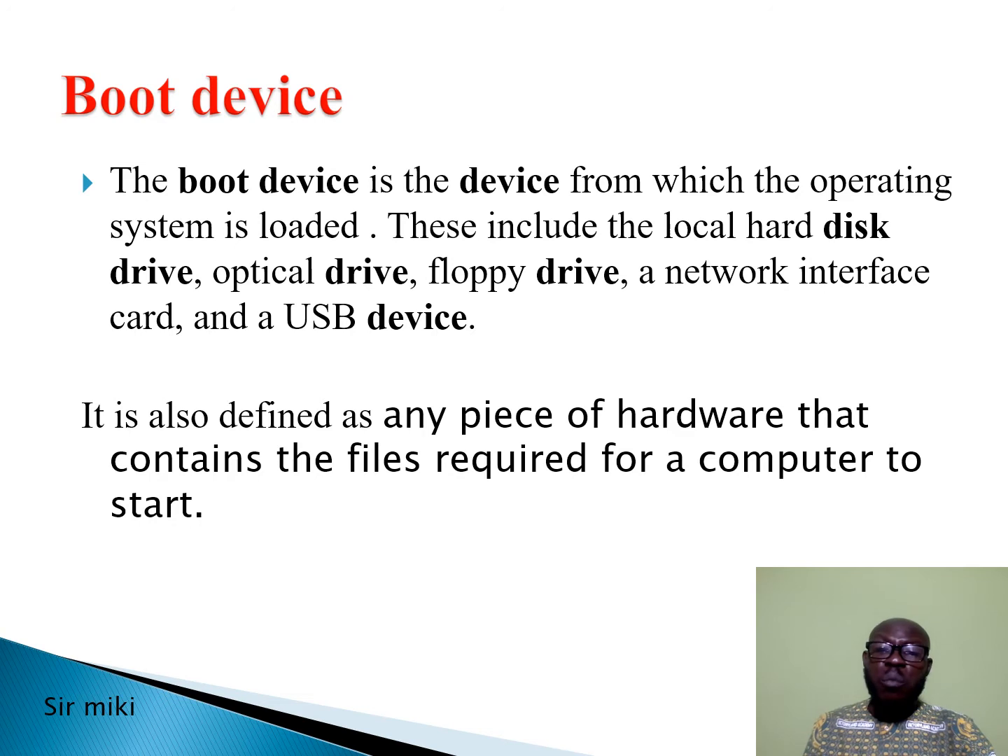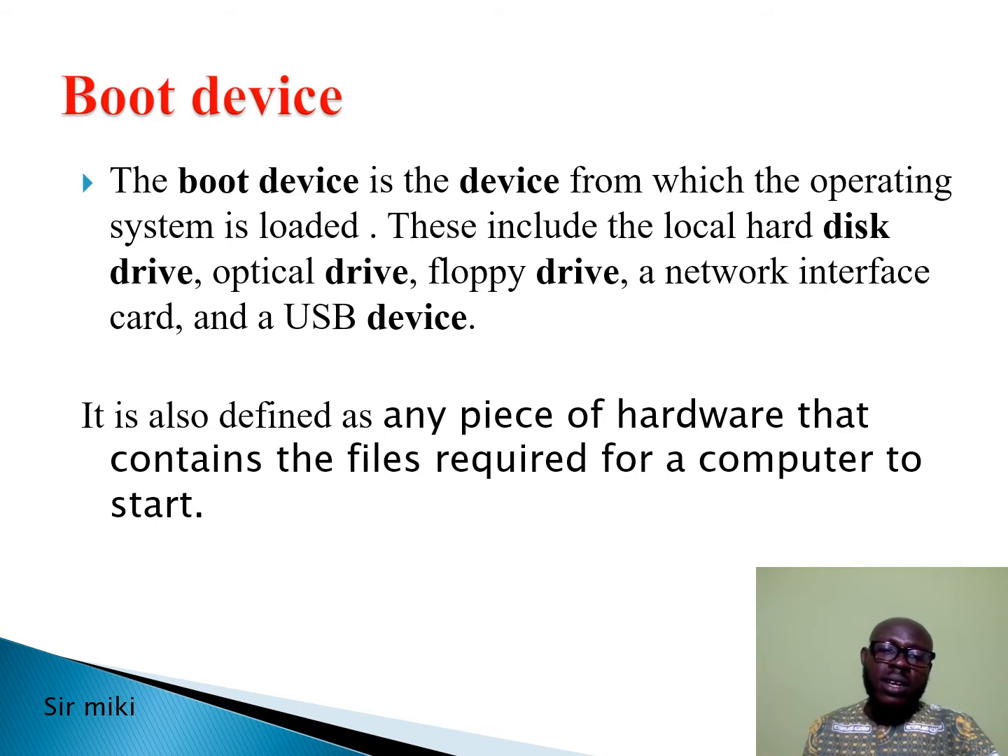Now, these are some of the examples of these devices that we are talking about. We have the local hard disk drive, which comes with a default drive letter C. We have the optical drive. We have the floppy disk drive. Then we also have the USB drive and a network interface card. All these are called boot devices because we will be able to keep our operating system on them so that we can run it on our machine for us to get the graphical user interface to continue with our processing activities.